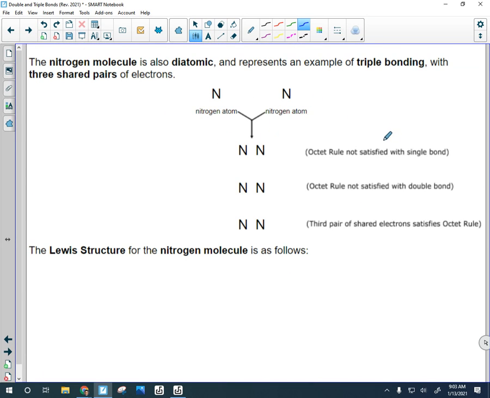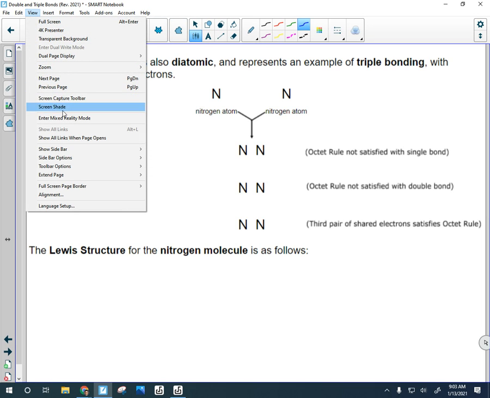Nitrogen. So nitrogen is also diatomic. In other words, it's going to be a molecule N2. 2 nitrogen atoms bonded together with shared electrons. This is going to be an example of triple bonding. So we're going to work through this in the same way we just did and see why we need a triple bond for nitrogen.